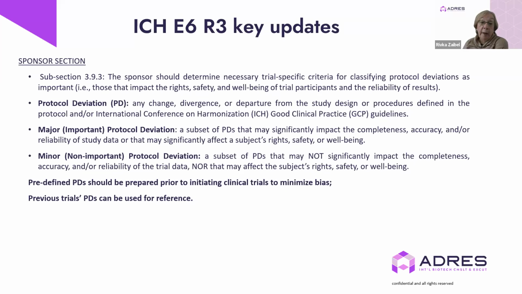And my recommendation, of course, is to try and develop such a document prior to the initiation of the trial. Previous trials' PDs can be used for reference. If you have a similar product or a similar population trial, you can rely on the protocol deviations that were identified in those trials in order to develop a new one. That, of course, helps.